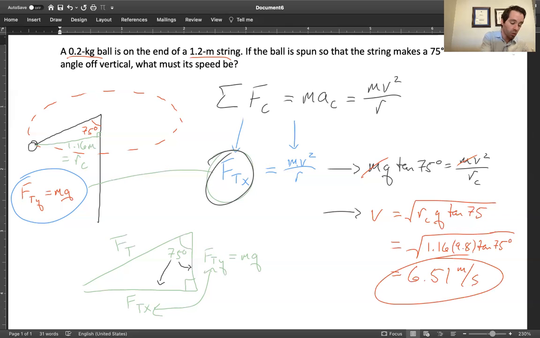meters per second. So what must its speed be? It must be exactly 6.51 meters per second. And that is how you solve a problem where you're given an angle that something hangs off vertical when it's traveling in a circle, and you need to know how fast it's traveling.